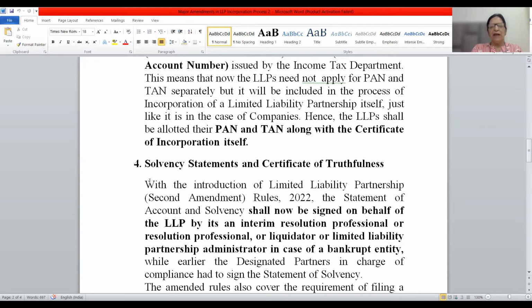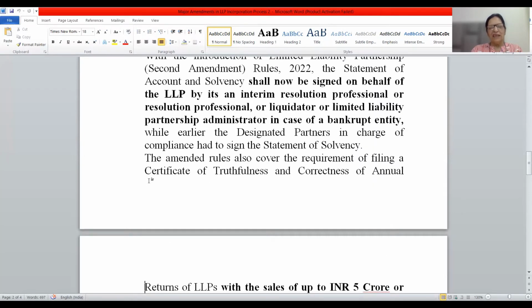So IRP, you all know, friends, is the person who is appointed for the time being on a temporary basis, and till then he will be acting, he will be performing his duties till the RP is appointed. While earlier the DP in charge of the compliance had to sign the statement of solvency, now the signing authority is different.